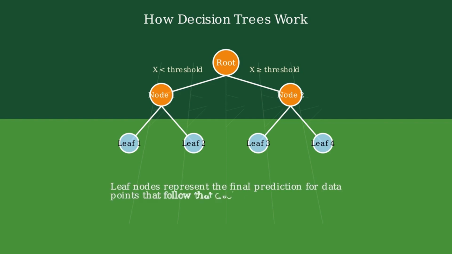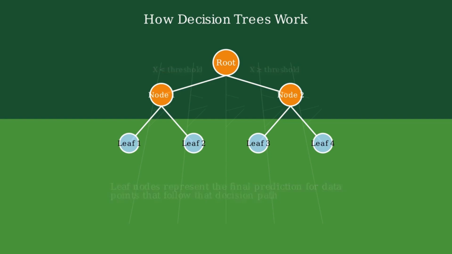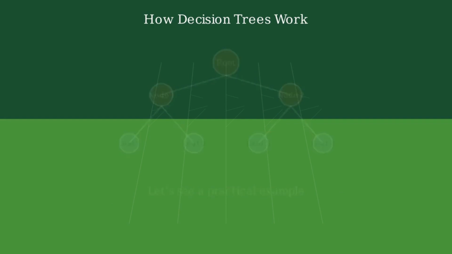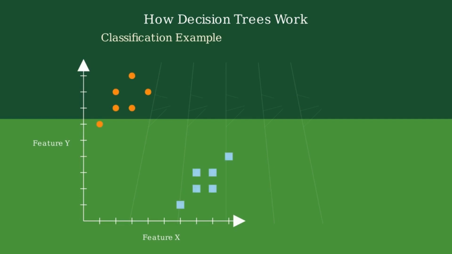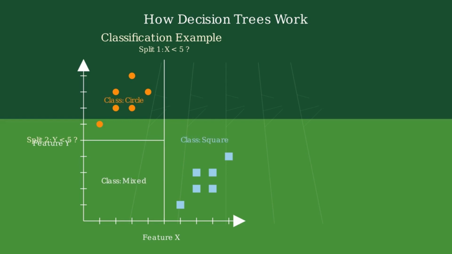Each leaf node represents a final prediction class or value, depending on whether the tree is used for classification or regression. Let's visualize this process with a simple example showing how a decision tree classifies data points. In this example, we have two features, x and y, and two classes of data points shown as circles and squares. The decision tree looks at our data and decides to make its first split on feature x with a threshold of 5. For the left region, the tree makes a second split on feature y with a threshold of 5. After splitting, we have three regions.